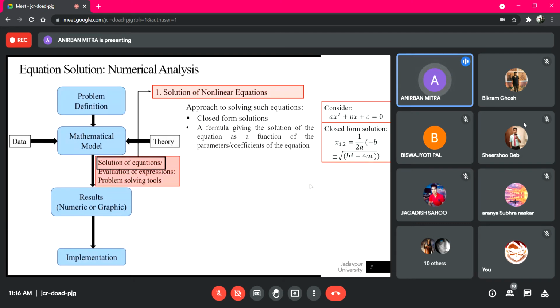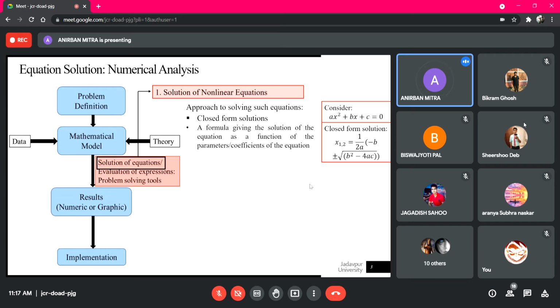So once this closed form solution is obtained, whatever be the values of a, b, and c, you can simply substitute them in this closed form expression and obtain the values of x. Obviously, there would be two roots, so you will get x1 and x2, depending on whether you are considering the plus sign or the negative sign. That is the advantage of closed form solution.